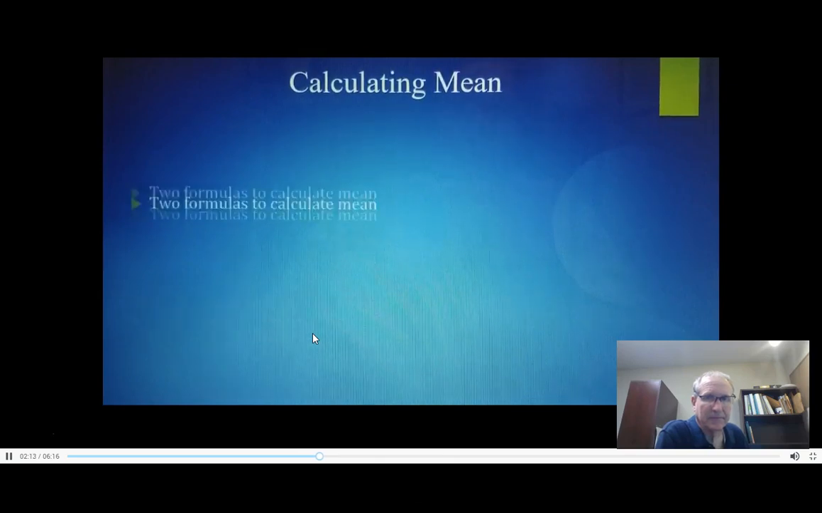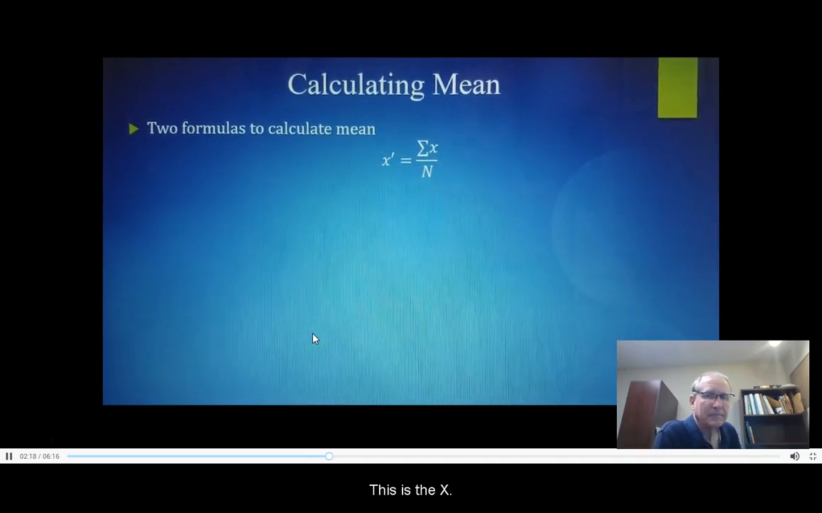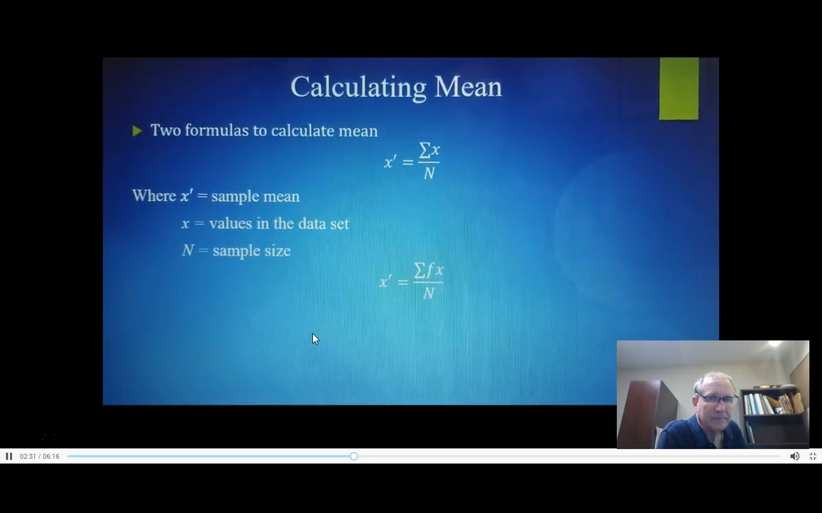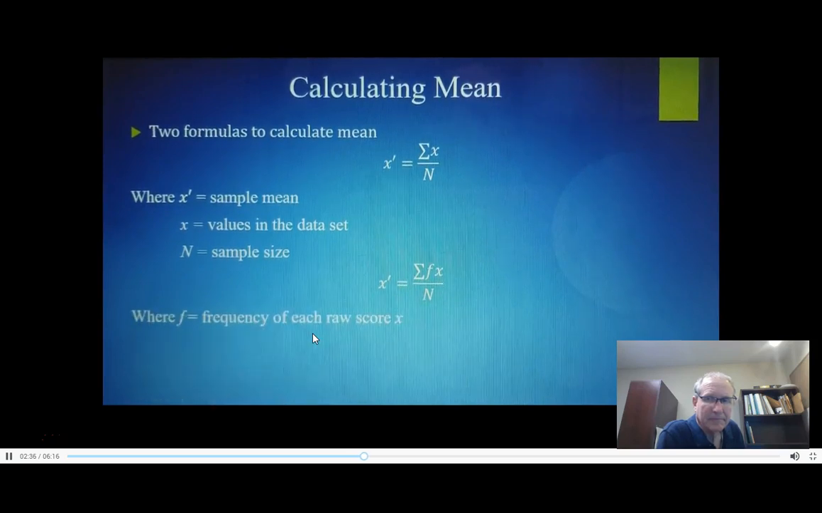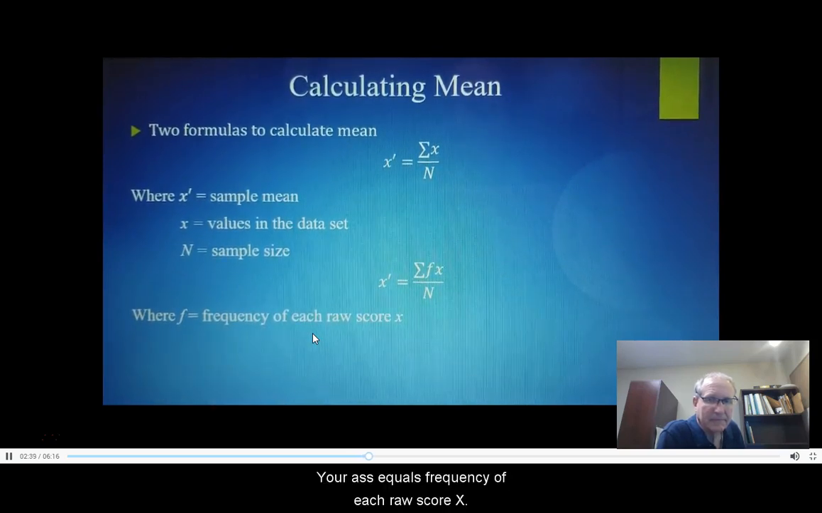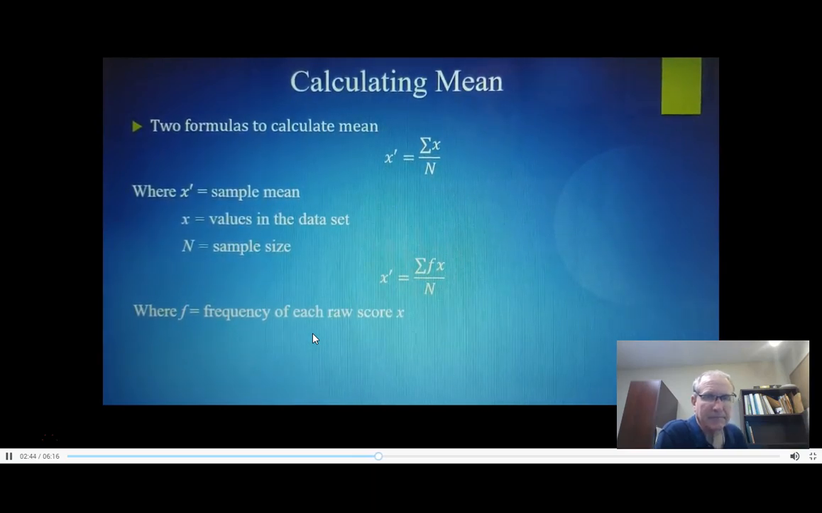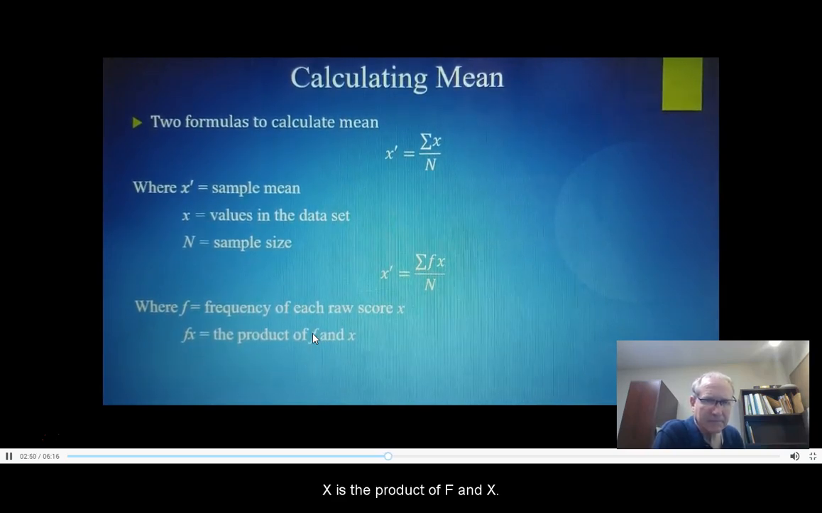Calculating mean. Two formulas to calculate mean. This is the x-bar, where x-bar is the sample mean, the x values are the values in the data set, and N is the sample size. This is the formula that's used to calculate it, where F equals frequency of each raw score, X. Fx is the product of F and X.